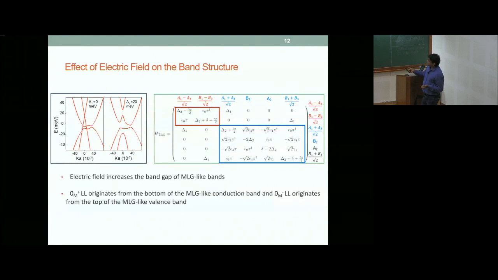You can see, even in this system, which is a little bit more complicated, that as you apply a perpendicular electric field, you can essentially increase the mass of the Dirac fermions that are there in this band, okay, which is kind of nice and interesting for some experiments.